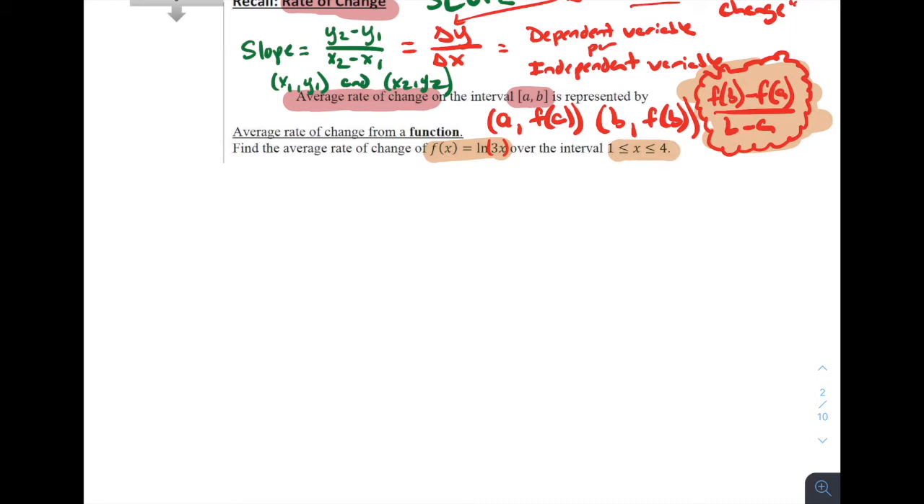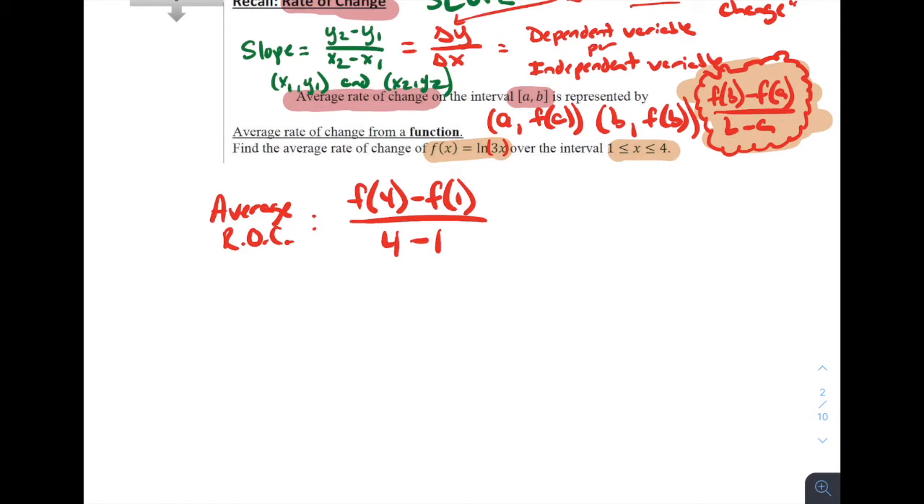So what does that mean? Well, if we're thinking about our average rate of change equation that we've got right here, we're going to plug in 4, plug in 1, and then divide. So what we would expect to see for that average rate of change, or ROC, is whatever f of 4 minus f of 1 is, divided by 4 minus 1. From that function, if we plug in, this is going to be the natural log of 3 times 4 minus the natural log of 3 times 1, all divided by 4 minus 1.